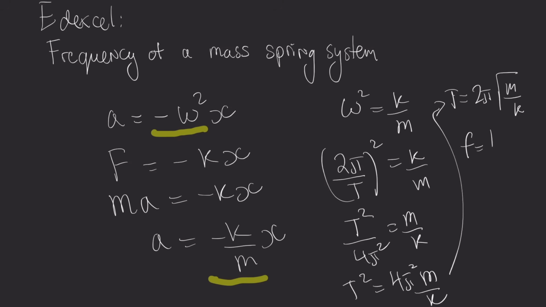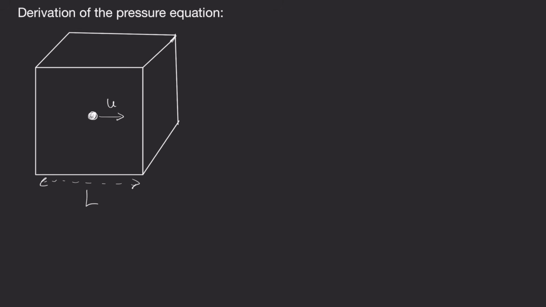Frequency will be 1 over 2 pi root of k over m. And let's derive the pressure equation, which is one of the derivations that we need to know for the exam. Imagine that we have a box that has a side length L. This is actually a cube, so all the sides have the same length. Then the particle is rebounding elastically in an elastic collision with this wall.